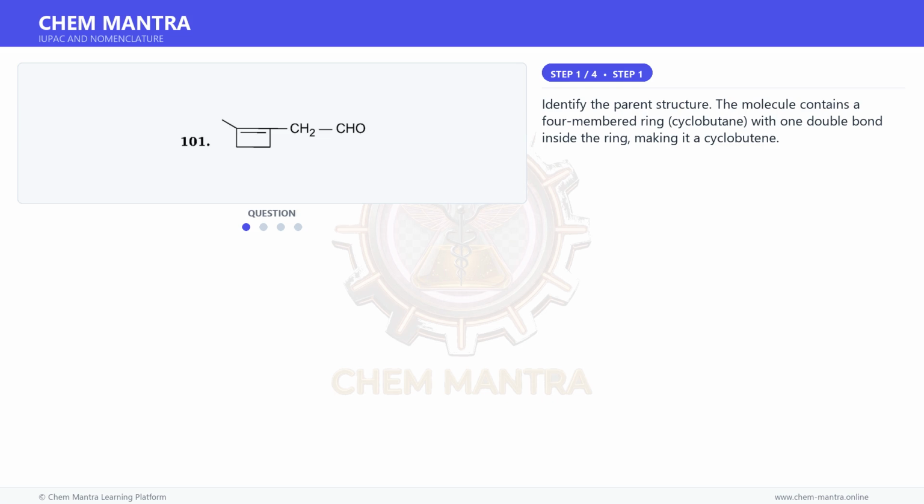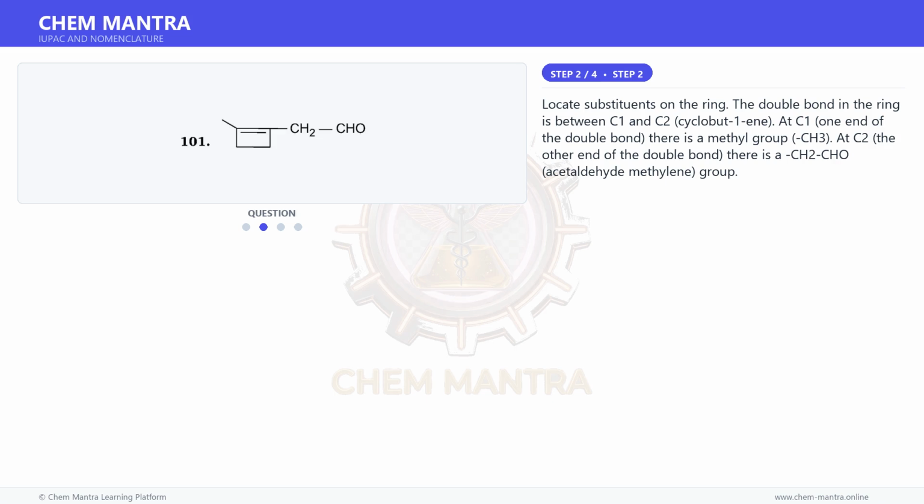Identify the parent structure. The molecule contains a 4-membered ring, cyclobutane, with one double bond inside the ring, making it a cyclobutene. Moving on to the next step.